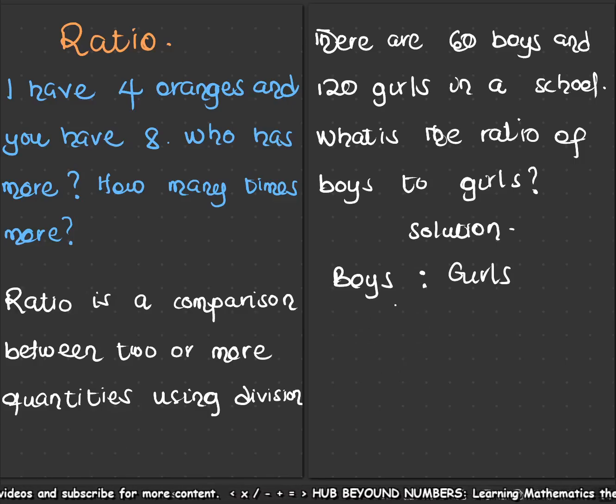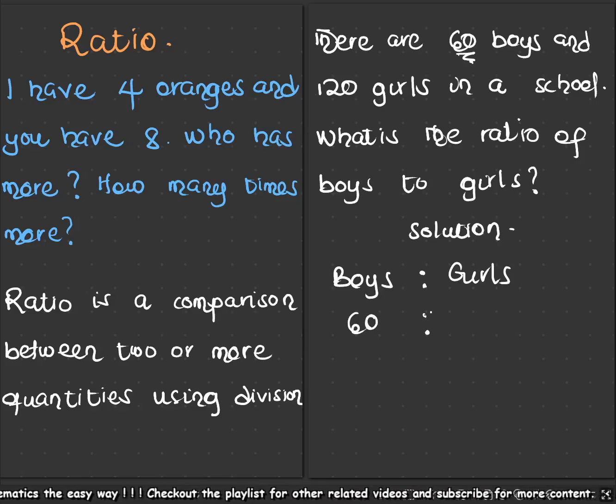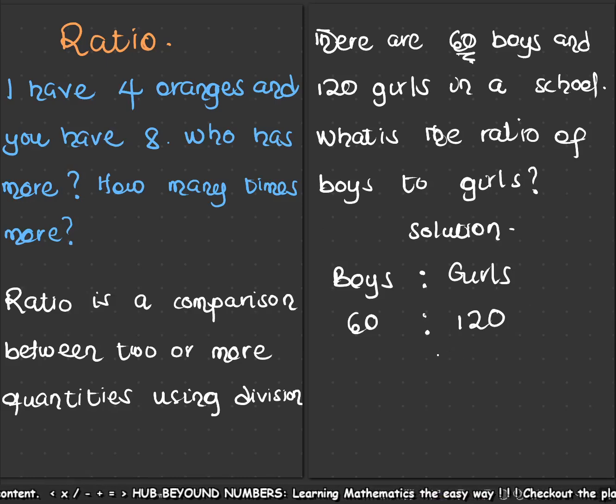If you want the ratio of boys to girls, you look at the number of boys we have over here. The number of boys is 60, so you put your 60 over here. Then, how many girls do you have? We have 120, so you put that 120 over here. So what it simply means is that the ratio of boys to girls is 60 is to 120. And what does it mean? It means for every 60 boys, there are 120 girls.